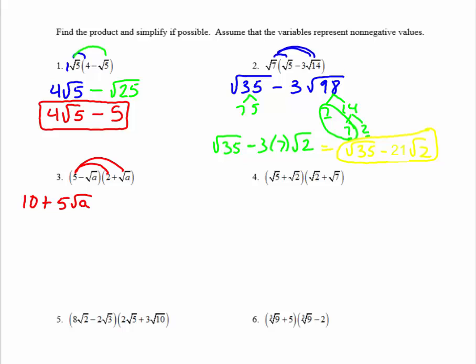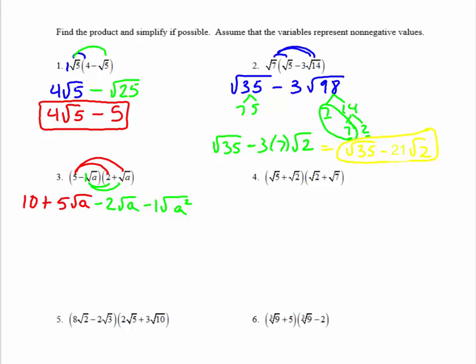Now distributing this negative square root of a. Well, there's a 2, and again there's a 1 in front of the radical, so minus 2 square root of a. And negative 1 times a positive 1 is a negative 1. The square root of a times the square root of a is the square root of a squared. We're allowed to multiply those because they are underneath the same index.